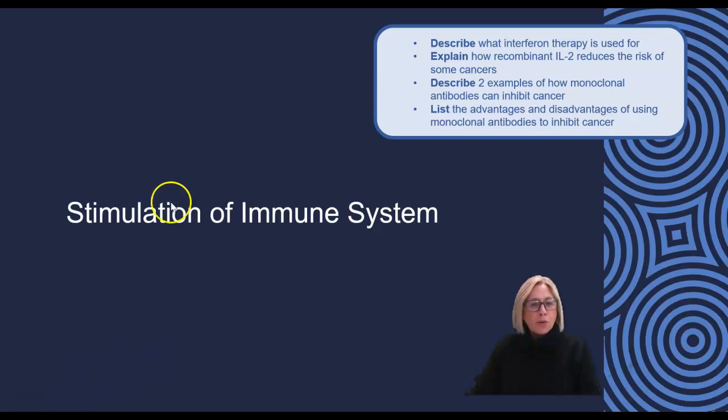Welcome back, everyone. We're now going to talk about how the immune system can be stimulated. So we're going to talk about interferon therapy. We're going to talk about recombinant IL-2. We'll talk about monoclonal antibodies and their advantages and disadvantages.